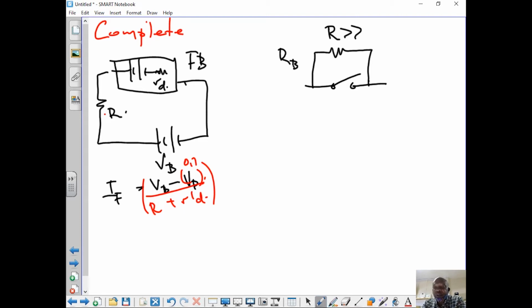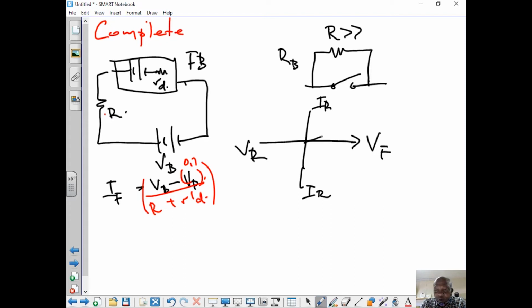Now drawing the characteristic curves again of this setup, guys, it's very straightforward. You put it on your Cartesian plane. I said this is V forward. What is this? V reverse, I reverse, and I forward. Now it goes there. When it arrives at 0.7, there's still the voltage. This is 0.7. The voltage still increases here. But very, very important, I'll show you how it increases.